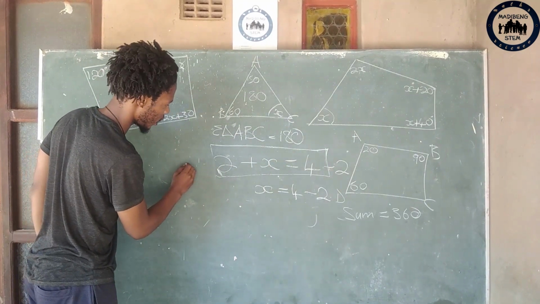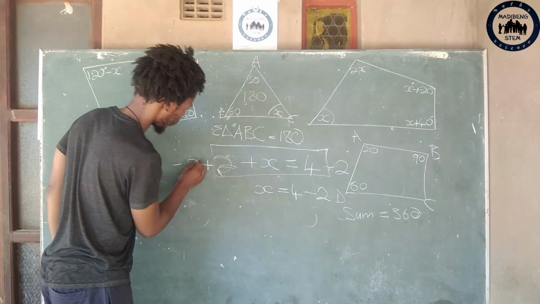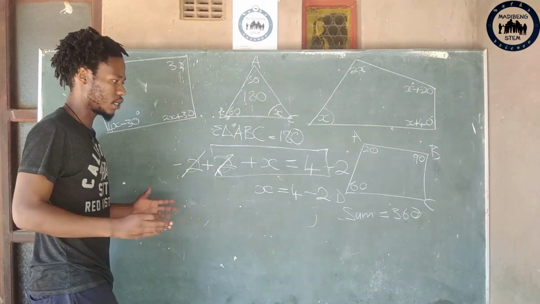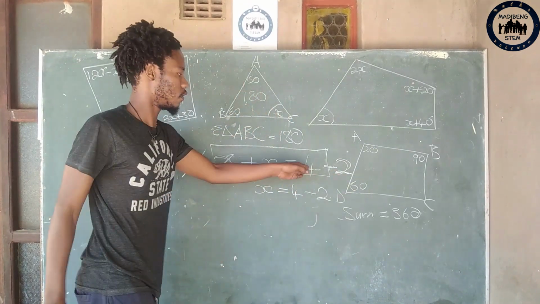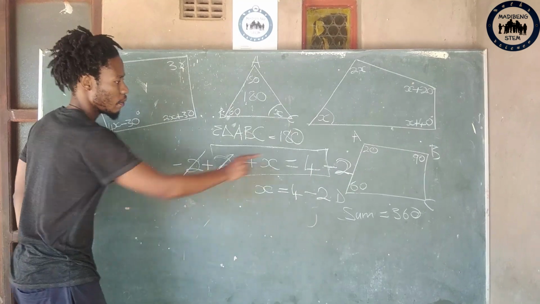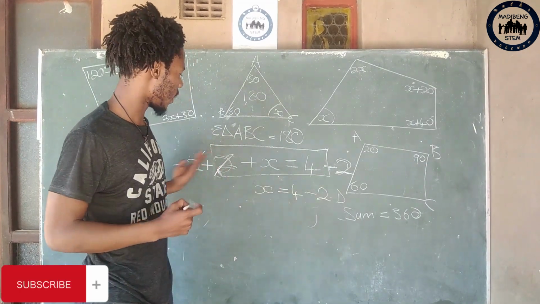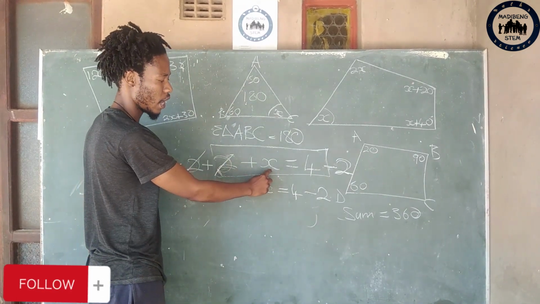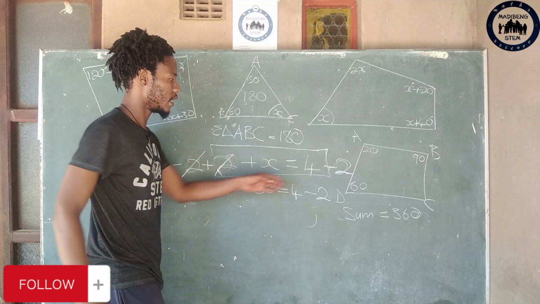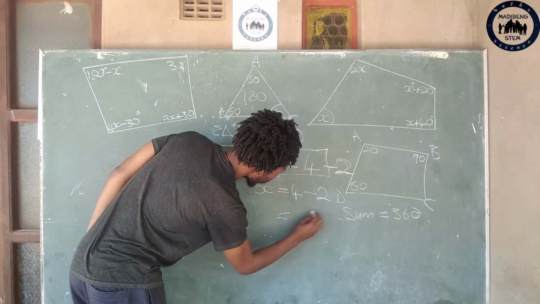Even in here you will say minus 2 plus 2. You understand? And this gives us 0. So now you add minus 2 here too. So it's 4 minus 2. Minus 2 minus 2. You see, I have subtracted 2 from both sides. So minus 2 plus 2 is 0. Then I will be left with x. Then in here, 4 minus 2 is 2.